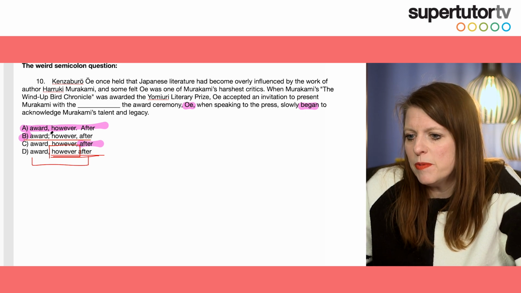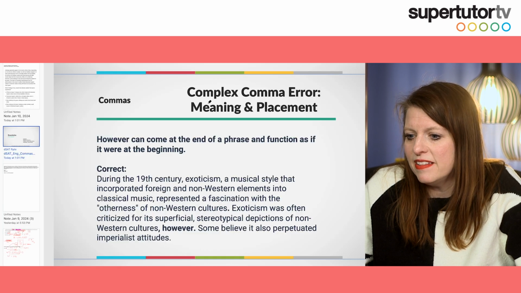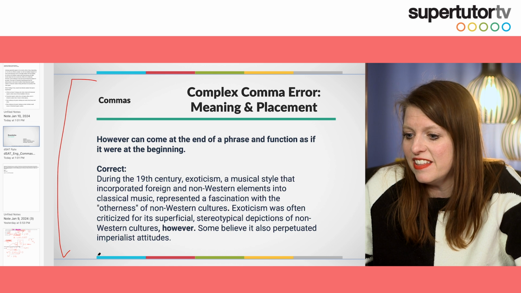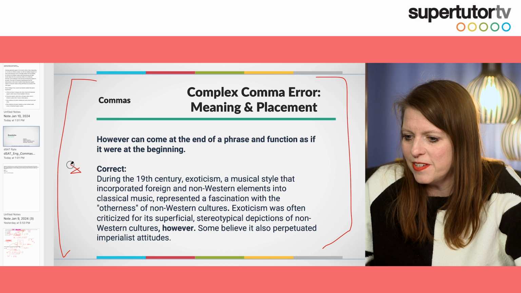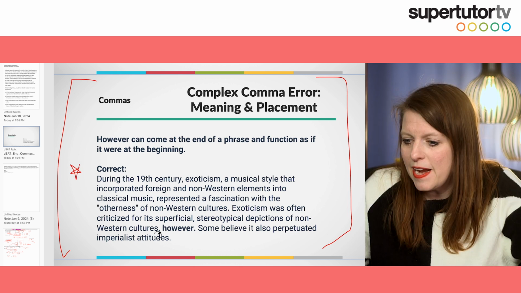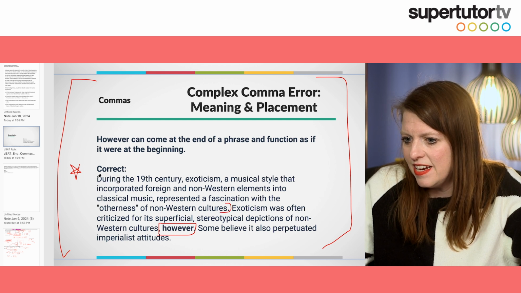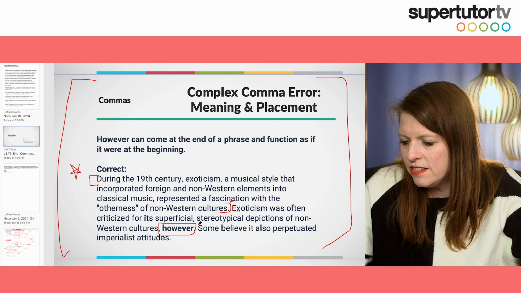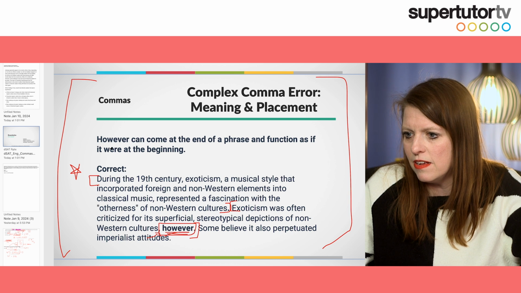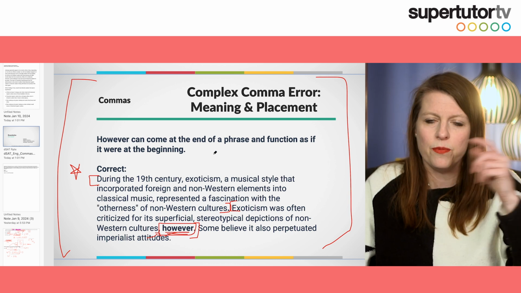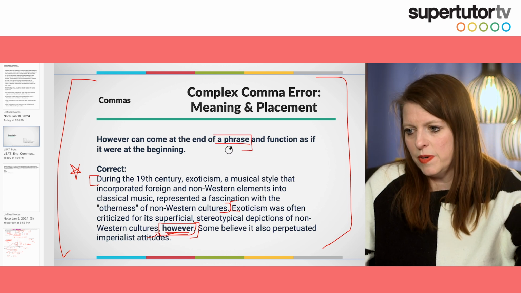But this delineating between B and A is really the thing that people screw up. If you want to learn more about it, this is from my online course, and I get really into this. And you can freeze frame this or take a picture of it and read through this example and how this is correct and maybe wrap your brain around this idea that however can create contrast between a first sentence or clause and a second sentence or clause, so long as it's preceded by a comma at the end of the second clause. However can come at the end of a phrase and function as if it were at the beginning. Or phrase or sentence, however you want to say it.